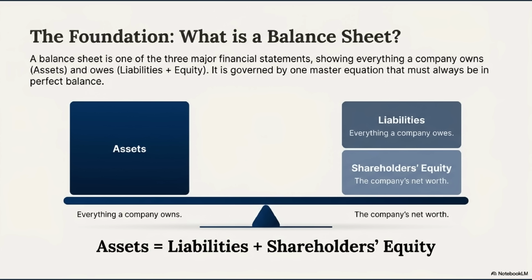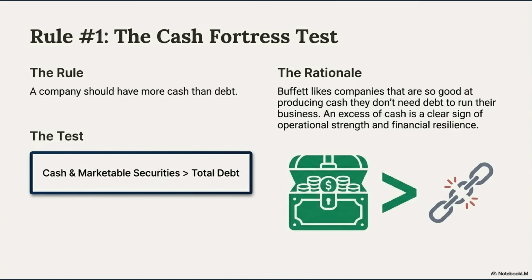Okay, let's unpack this. Let's start with the first 3 rules. Together, they really establish this principle of financial independence. Rule number 1 is beautifully direct. It focuses purely on cash versus total debt. And the standard couldn't be clearer. A company should have more cash and cash equivalents on its balance sheet than it has in total debt.